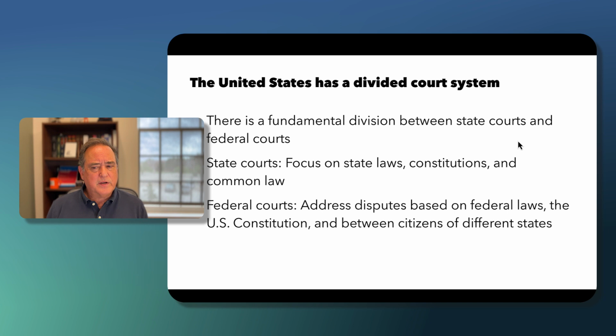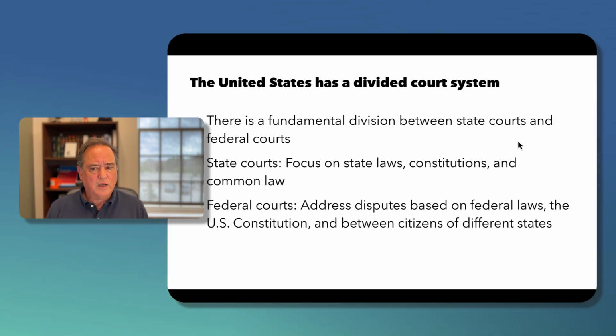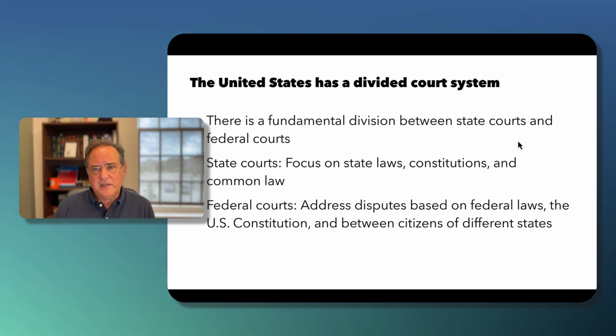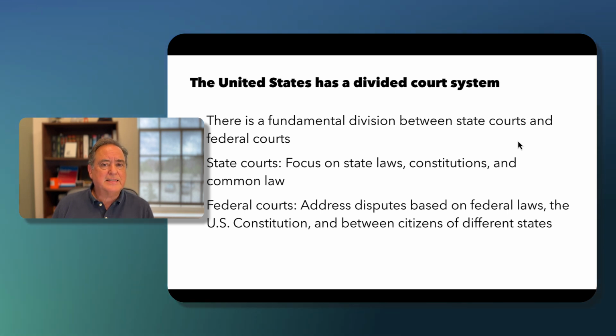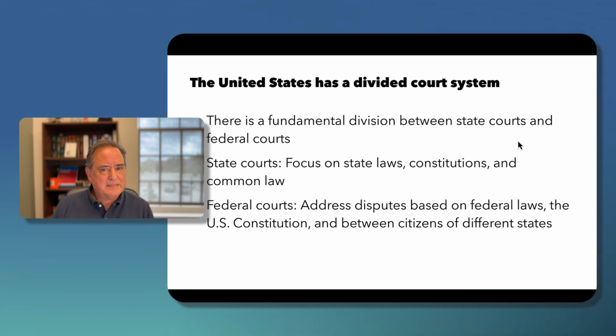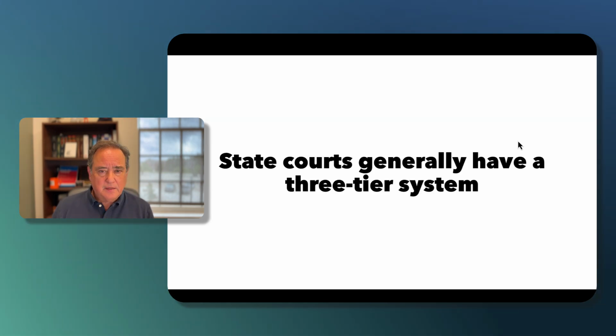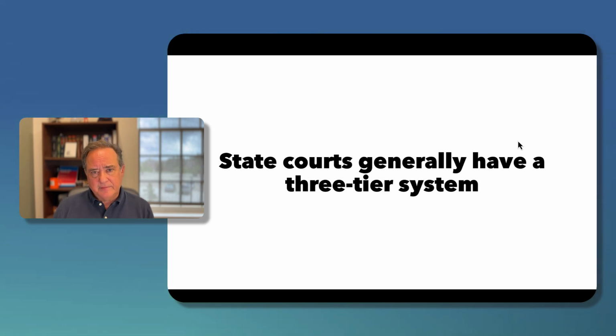Federal courts are focused generally on federal laws, the U.S. Constitution in particular, but also between citizens that live in different states. We call this diversity of citizenship, and a federal court has the power to hear any case involving citizens of different states. But one important restriction on this is that every entity involved in the lawsuit must be a citizen of a different state. Let's start by looking at state courts.